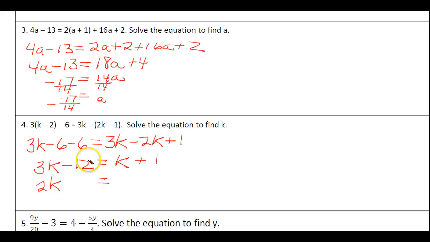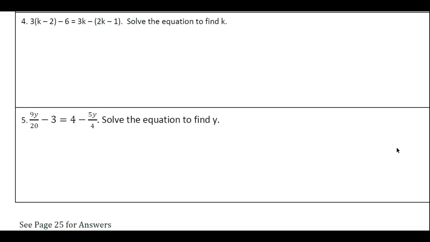Bring this over to the other side as a positive 12. 12 plus 1 is 13. Now I'm going to divide both sides by 2. I get k is 13 halves. Now the answers to all of these are on page 25 of your booklet, which is a good deal.